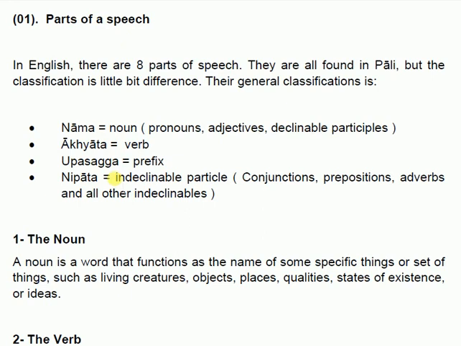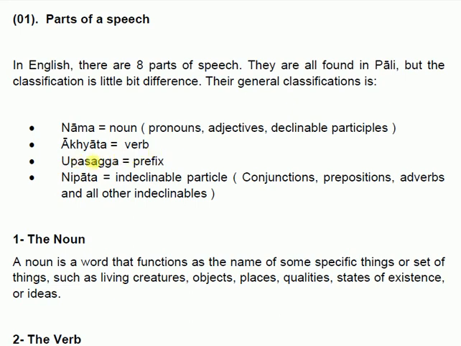Part of speech. In Pali language, generally there are four groups. We can see here these four groups for a sentence. Nama, noun. It also includes pronoun, adjectives, declinable particles. Sometimes you may not know now what is this declinable and indeclinable. It's okay. We will learn it later. Declinable and indeclinable.